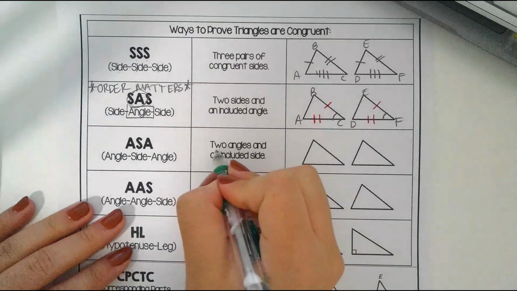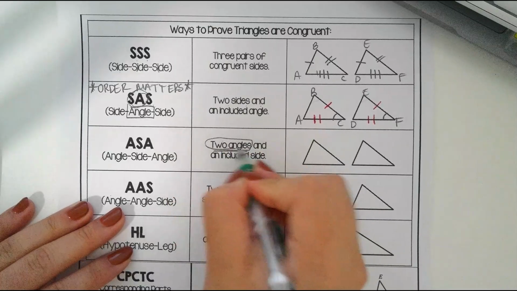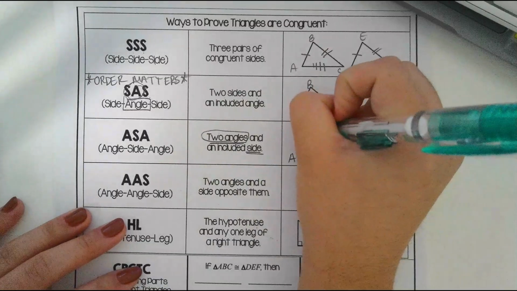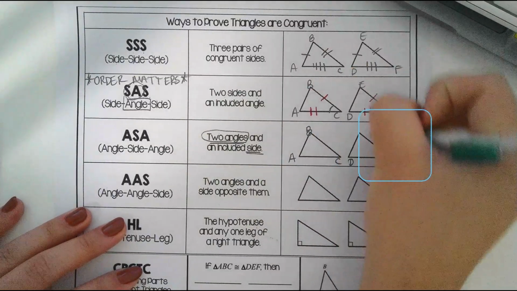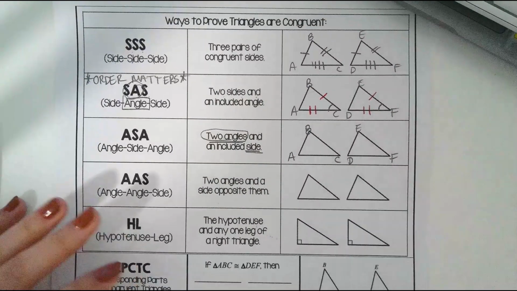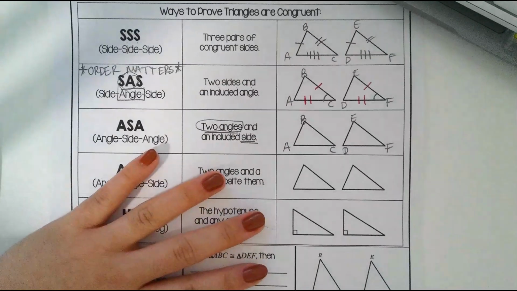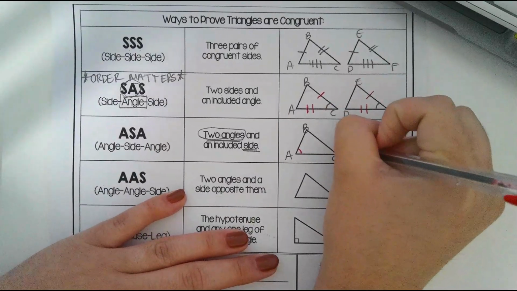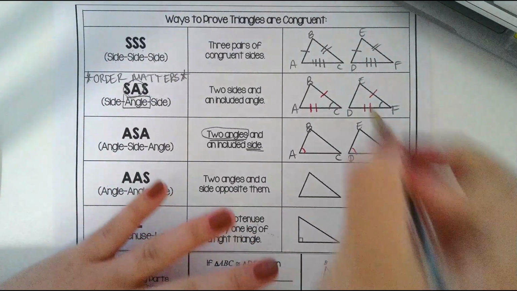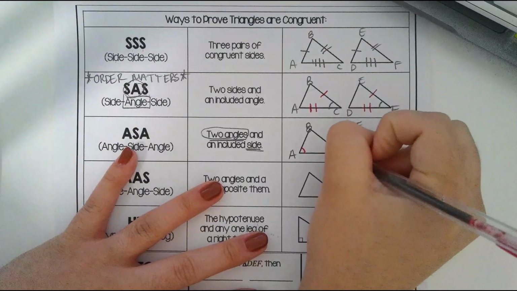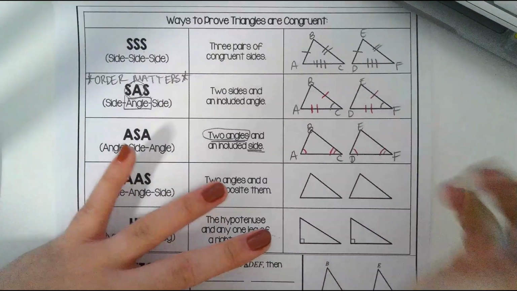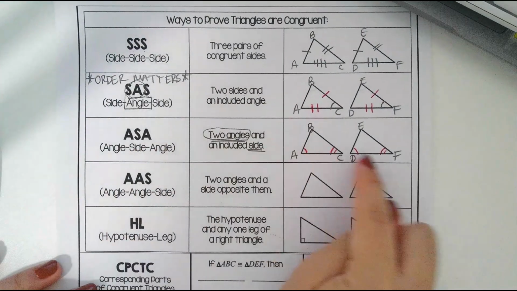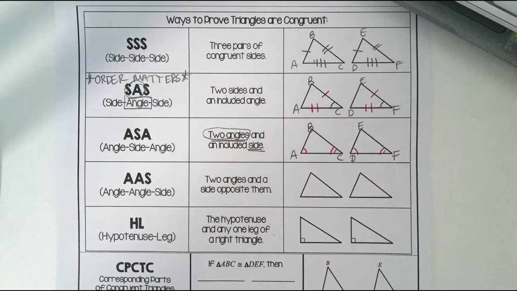In this case, we need 2 pairs of congruent angles and 1 pair of congruent sides. So let's name these triangles ABC and DEF. In this one, I'm going to say that angle A is congruent to angle D. I was able to prove that those 2 angles are congruent. And I was able to prove that angle C is congruent to angle F. Then you're like, okay, I have 2 congruent angles. Yes, I have 2 perfect congruent angles, but I need 1 congruent side.